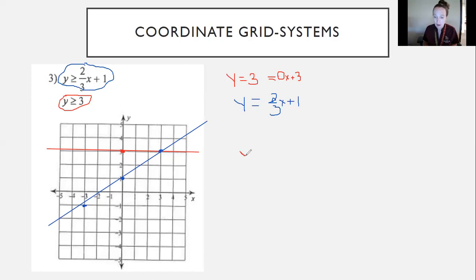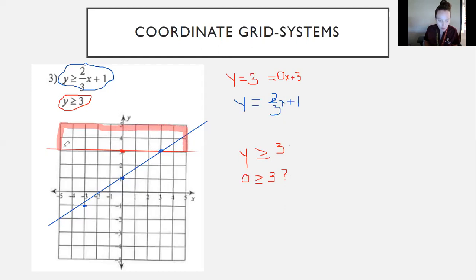Okay, so now I have y is greater than or equal to 3. You know what one I'm going to put in. I'm going to put in 0 for my point, and I get this. 0 is greater than or equal to 3. True? That's a question mark. Yeah, no, 0 is not greater than 3. So I'm going to shade all of this area red.